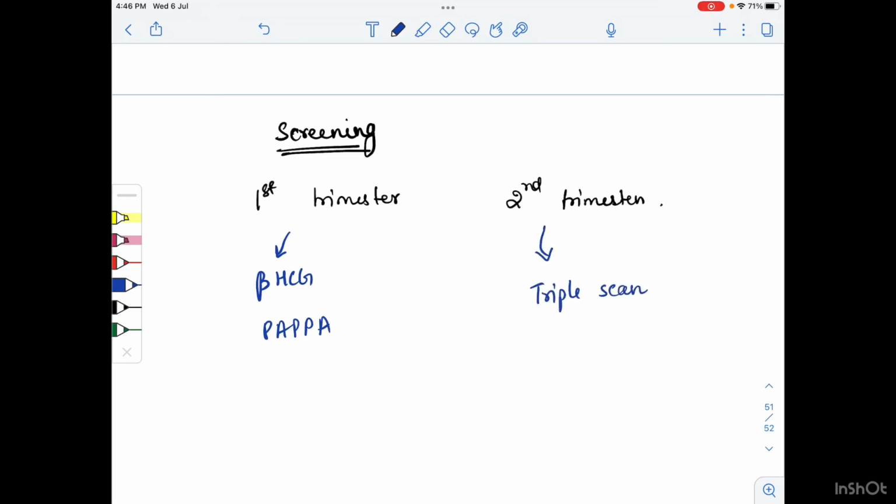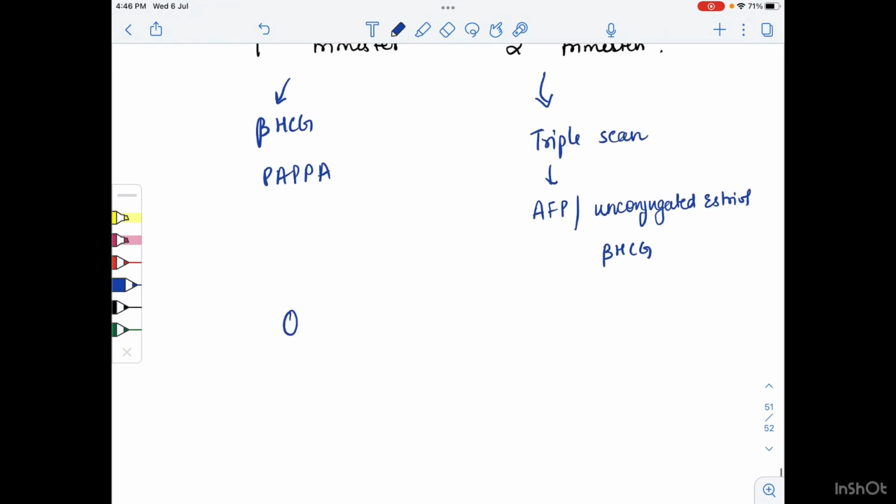And in the triple scan, what are the things we check? We have to check the alpha fetoprotein, the unconjugated estriol, and we also have to check the beta HCG level. This comes under the triple scan, which we check in the second trimester. While for the quadruple scan, we have to check all these three plus inhibin A also.